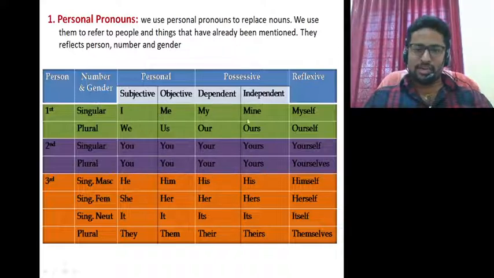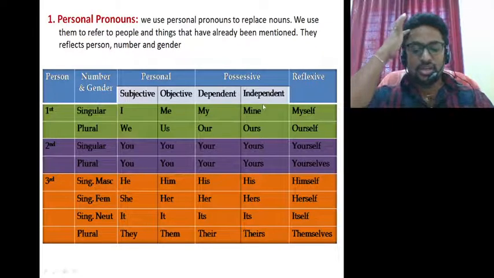Now we are discussing the possessive pronoun. Possessive pronoun always describes possession. First one is dependent pronoun and independent. Dependent is also called an attributive pronoun, and independent is also called a predicative pronoun. Attributive pronoun joins directly with the noun. That's why we are calling them dependent and independent.